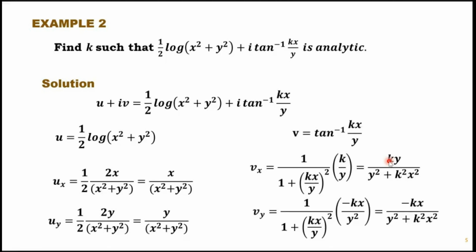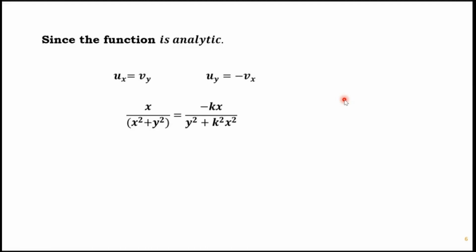Okay? Now equate or use the CR equation. So take the first CR equation. Because only one constant is to be calculated, k, we can make use of any one of the CR equations to get the value of k. So I think I've used the first one, ux is equal to vy. Using ux is equal to vy, I've calculated the value for k. So the second one is not required. You can use any one. K value is equal to -1.